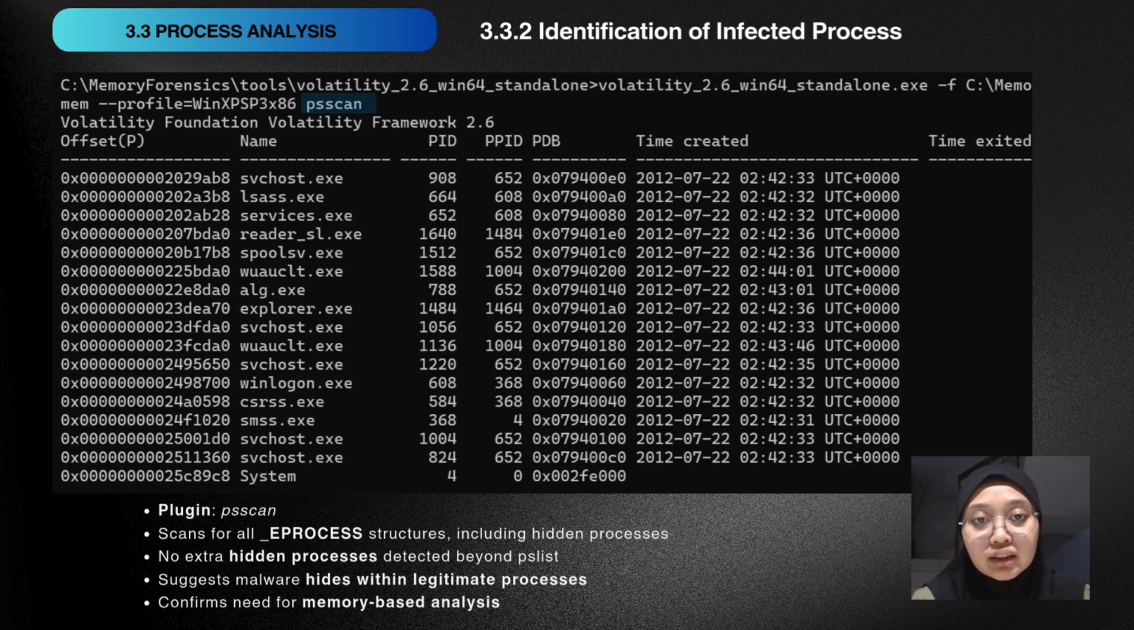Comparison with PSList revealed no additional hidden processes, suggesting that the malware may be using process injection techniques to hide its presence within legitimate processes, consistent with direct malware behavior. This reinforced the importance of using memory analysis to detect malware that does not appear in standard process enumeration.